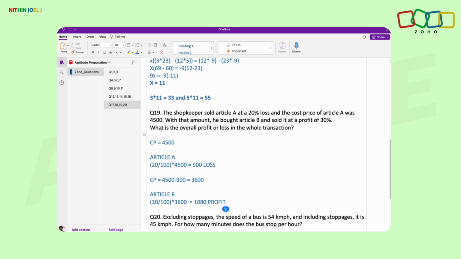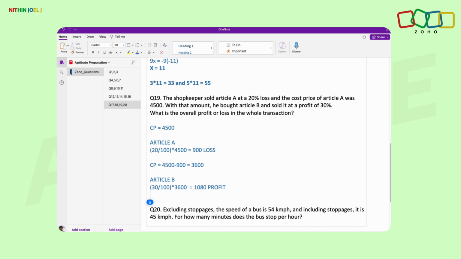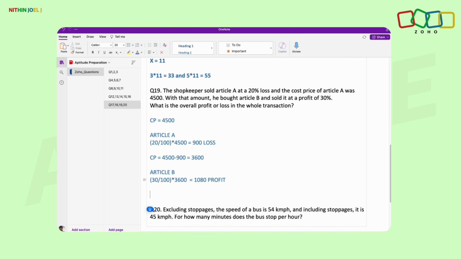So now the question asks, what is the overall profit or loss? Whether he gained profit or loss. So we have to find the difference over here. 900 is the loss, 1080 is the profit. So minus 900 since it is loss, plus 1080 because it's a profit, which is equal to 180. So 180 rupees is the profit for him.